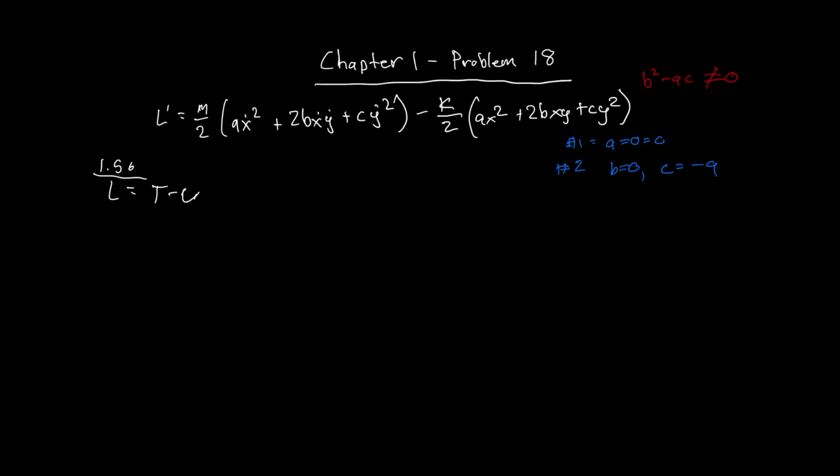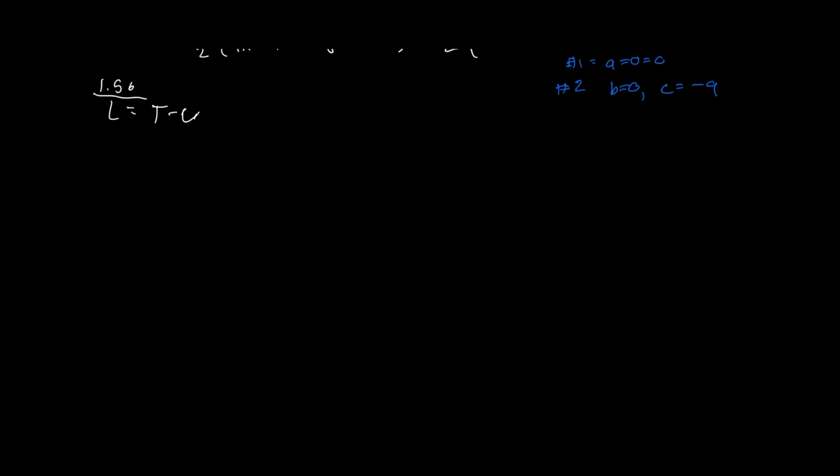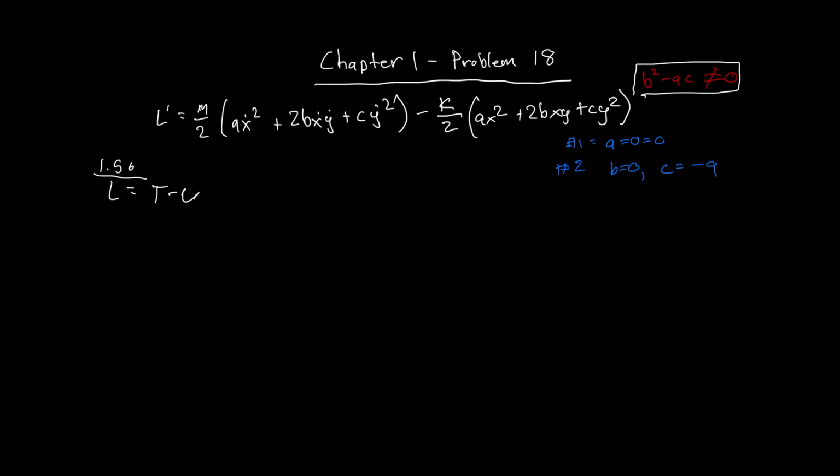Then it says, what's the significance of the condition? So what's the significance of this, b squared minus ac cannot be equal to 0? What is the significance there? So this is a bit of a long one. We'll go ahead and get started. So we have our Lagrangian, our L prime written down already. And we have our three conditions. So we'll go ahead and just get straight into our equations of motion.